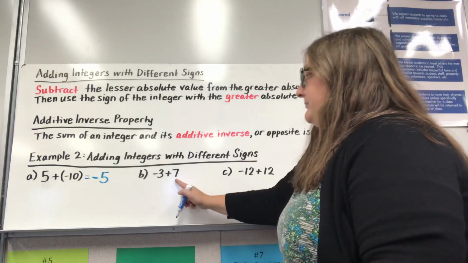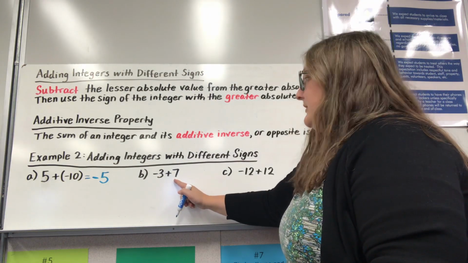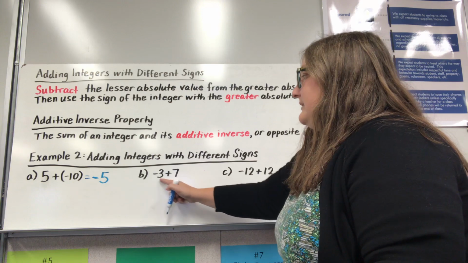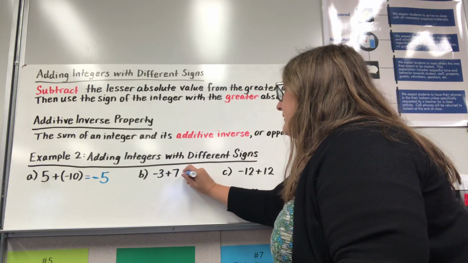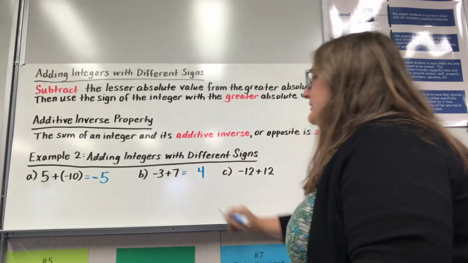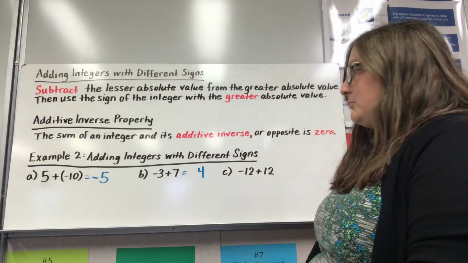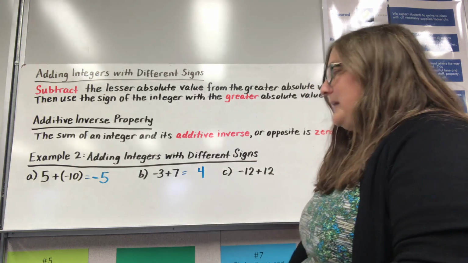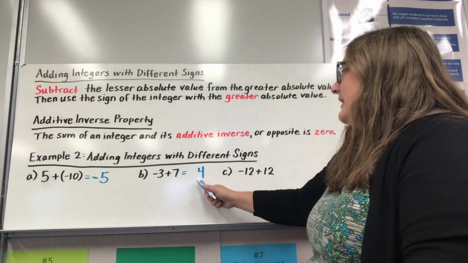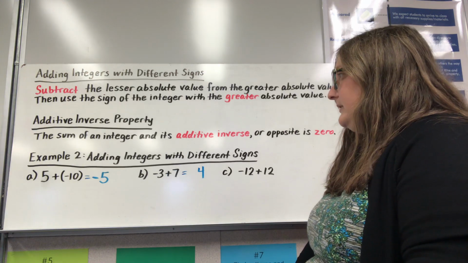In this problem, I'm adding -3 and 7. Since they have different signs, I'm actually going to subtract their absolute values. 7 minus 3 gives me 4. I look back to see which of the numbers in my problem had a greater absolute value. It was 7, and since 7 is positive, there's more positives. I have a positive answer here.